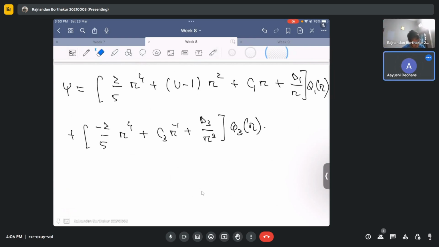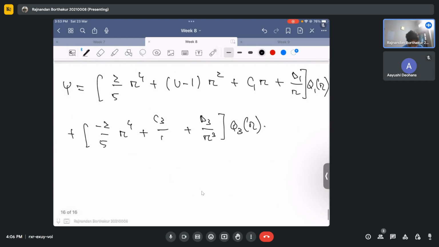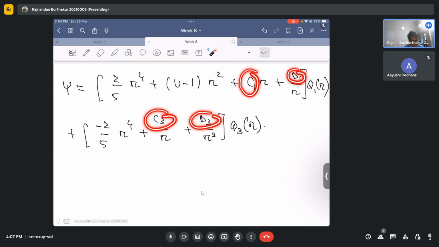Yes. Yeah, so I'll just write this down as something like this. It would be c3 by r, basically something like this. It's just that we are substituting n equal to 3 here. Okay, all right. So what we now have is that we are just left to evaluate this c1, d1, c3 and d3.